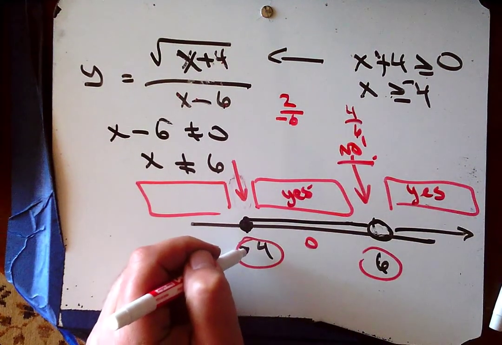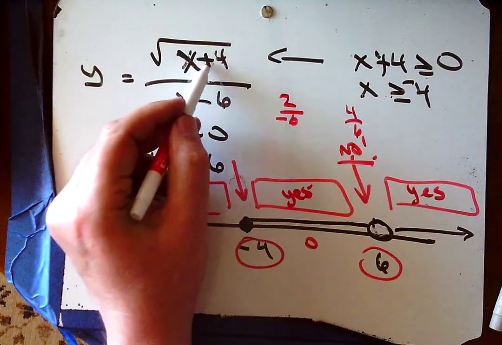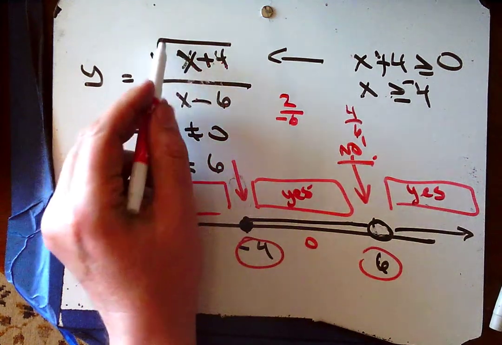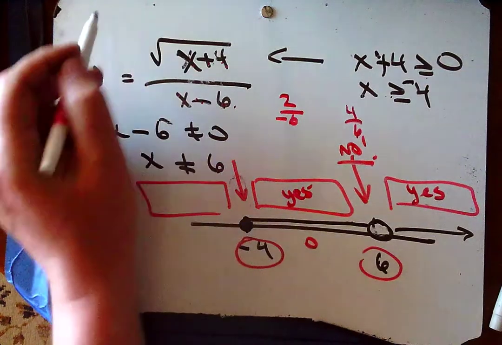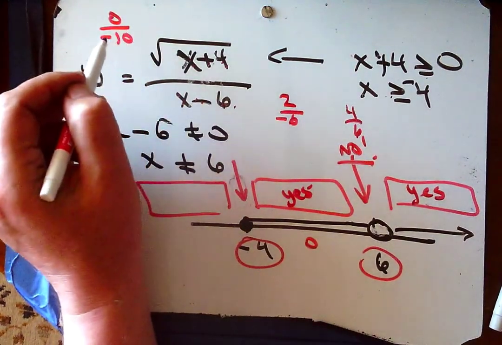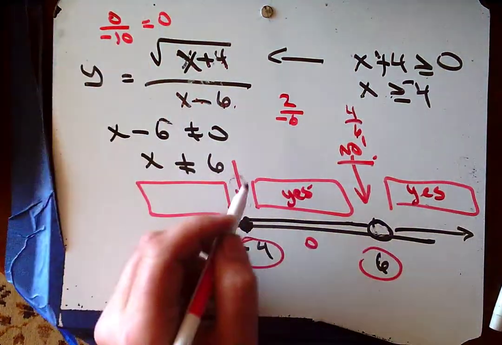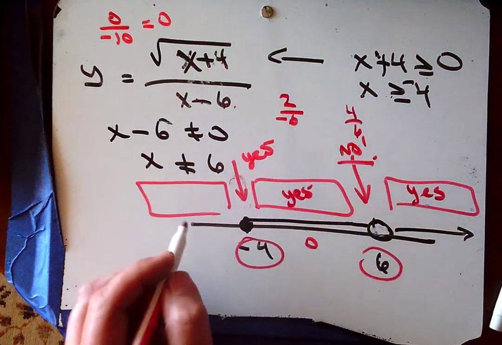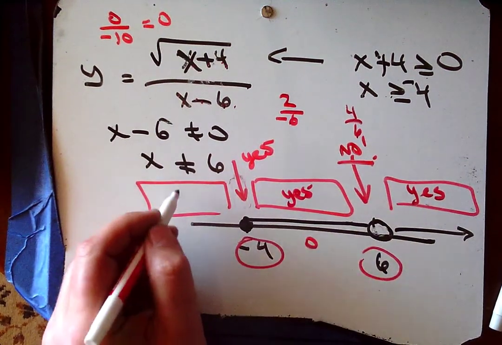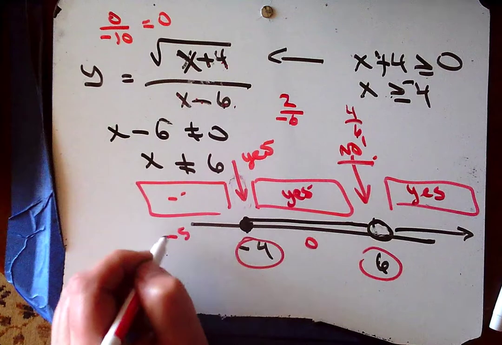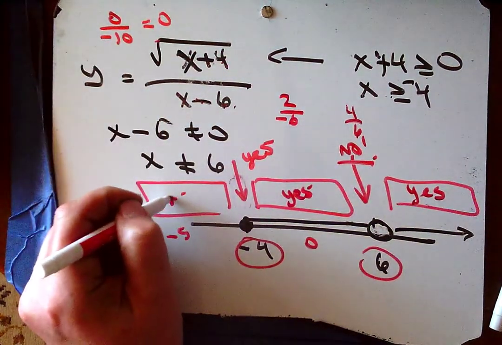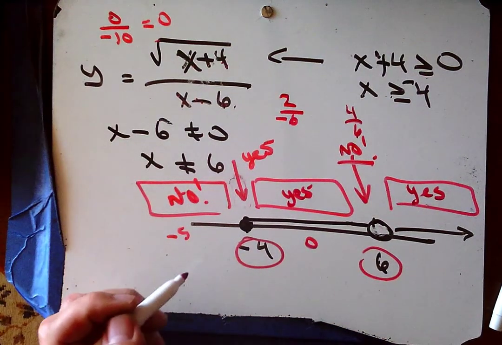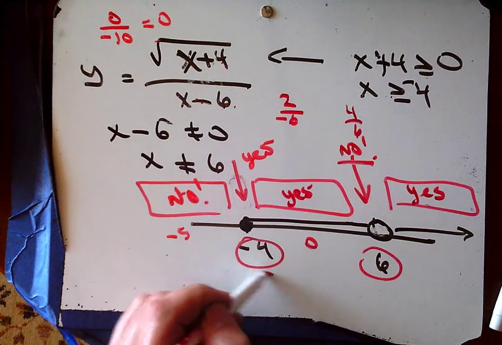If I come over here and plug in a negative 4, negative 4 plus 4 is 0. Square root of 0 is 0. Negative 4 minus 6 is negative 10. 0 over negative 10, yeah, no problem. That's 0. That's a yes. And if I plug in something over here, like negative 5, negative 5 plus 4 is negative 1. Square root of negative 1 does not work. That's an imaginary number.